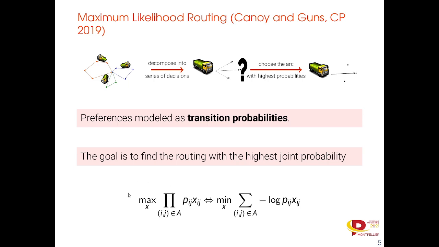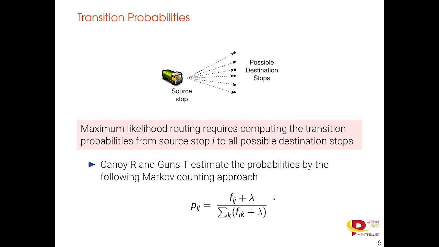The formulation of the maximum likelihood routing is presented here. So it's easy to use it in a VRP problem. We just change the cost to minus log Pij. Now computing the probability is a key part of this approach. In that work we compute it by enumerating the number of instances we move from the source stop i to a destination stop j, and then divide by the row sum.